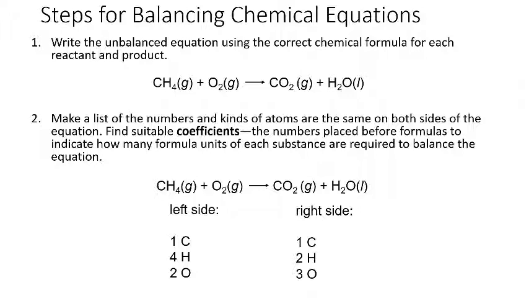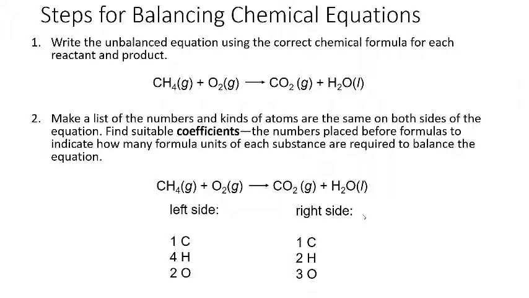Step two is to make a list of the numbers and kinds of atoms that are the same on both sides of the equation. Find suitable coefficients, which are the numbers placed before the formula, to indicate how many formula units of each substance are required to balance the equation. We can see on the left-hand side, we have one carbon. On the right-hand side, there's one carbon. On the left-hand side, we have two oxygens. On the right-hand side, we have 2 plus 1 gives us 3 oxygens.